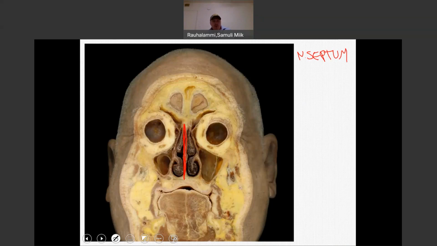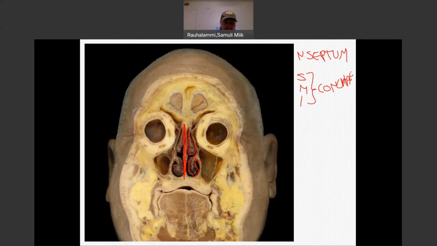Another structure that's showing up really nicely on this particular diagram are the nasal conchae. Even though on this image we're only seeing the middle and inferior nasal conchae, we do have three of them. So we have superior, middle, and inferior nasal conchae. I want to just mention those structures. They are projecting from the lateral wall.